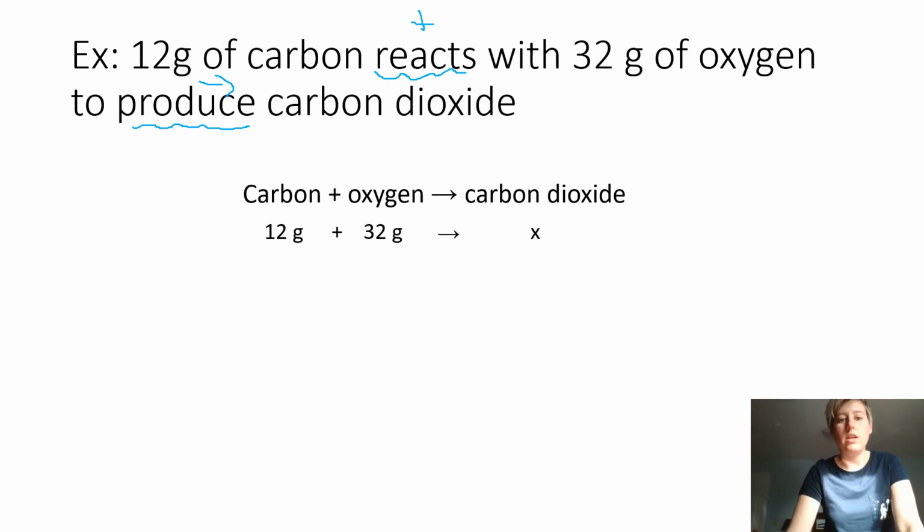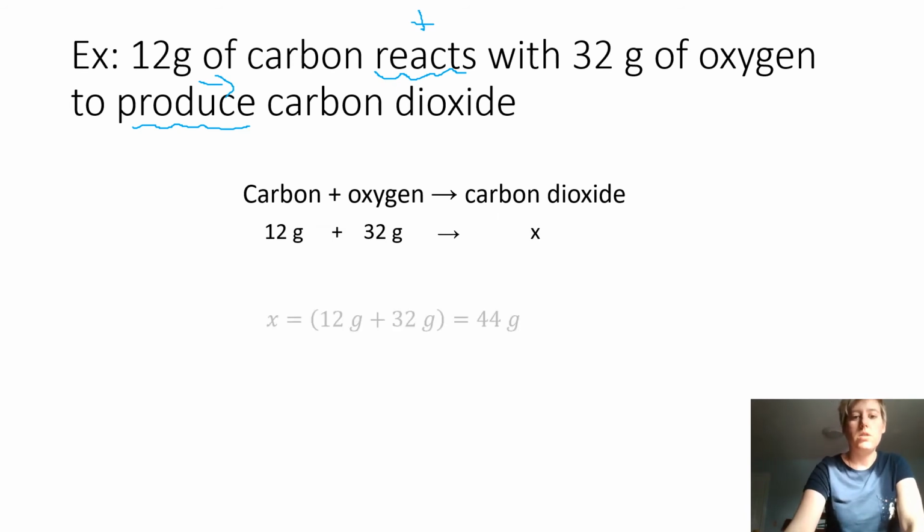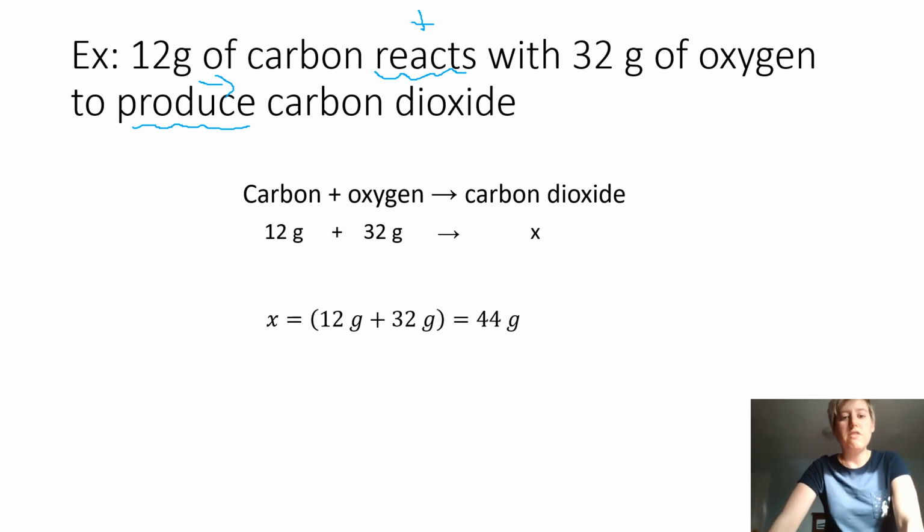Now I evaluate. Carbon and oxygen are both my reactants, and due to the law of conservation of mass, the sum of my reactants is going to be equal to the sum of my products. So X would be 12 grams plus 32 grams, giving me 44 grams.